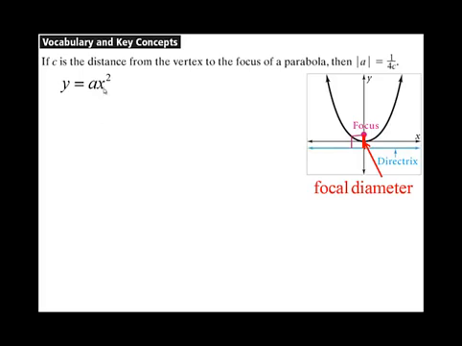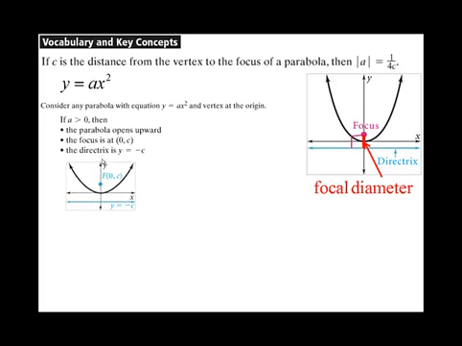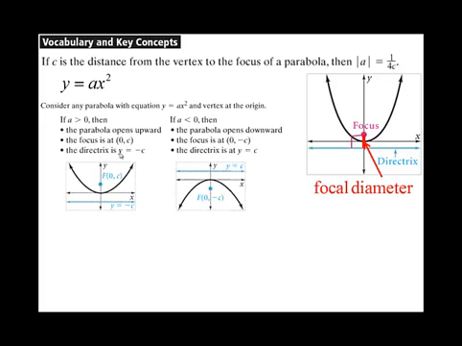Okay, so let's say that we have an equation that looks like this. We know that's going to be opening up. Your focal diameter is going to be the distance from your directrix all the way up to your focus. I'm just going to put these down here, both of them. This is just for fun facts. We just need to jump right in and do some problems to get through this.